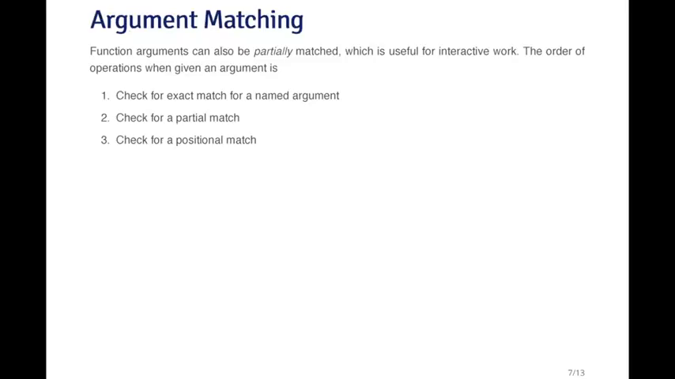So the order of the operations that R uses is, first it'll check for an exact match. So if you name an argument, it'll check to see if there's an argument that exactly matches that name. If there's no exact match, it'll look for a partial match. And then if that doesn't work, it'll look for a positional match.